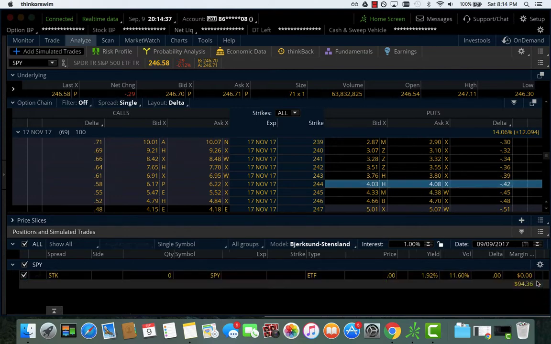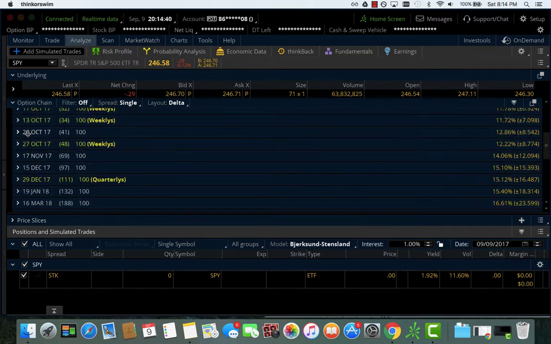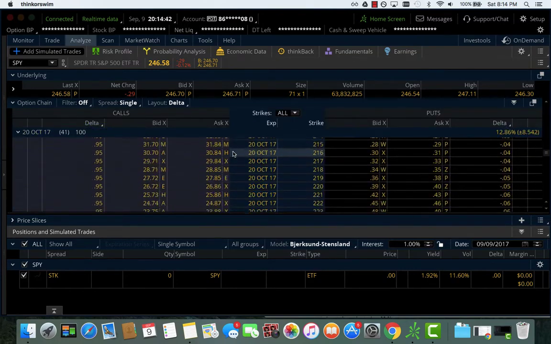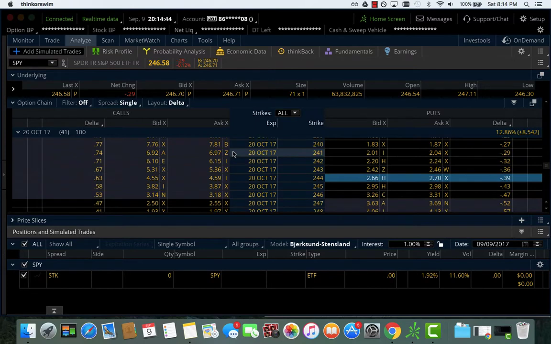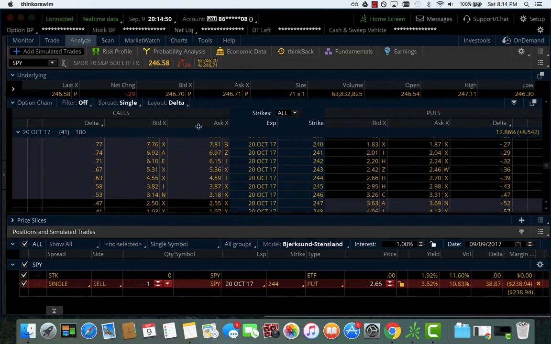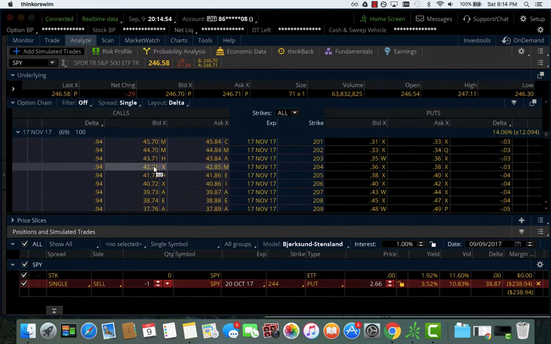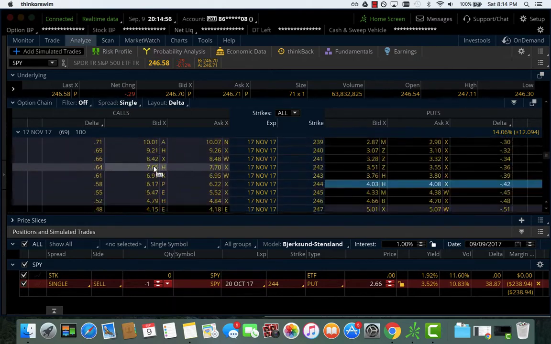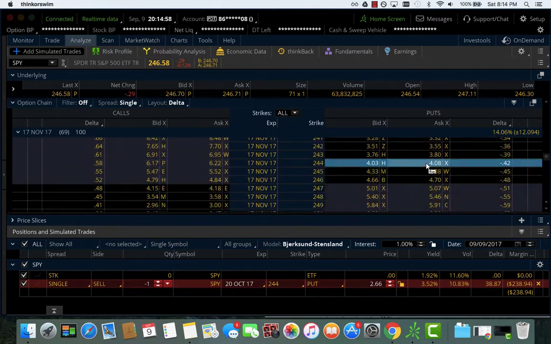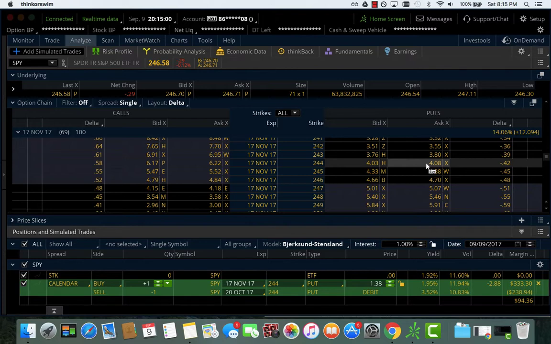I'm going to do that again just so everyone can see it. I'm going to go to the monthly expiration cycle that's closest to 50 days. I'm going to go to the 40 delta put and sell that. Then I'm going to go to the next monthly expiration cycle and buy the put at that same strike price. In this case, it's the 244 strike price. Executing this strategy will cost us $138 to do, right?